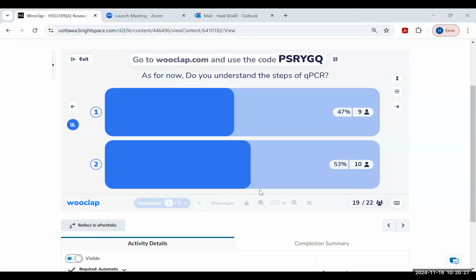So 50% of the students don't know yet what the basic steps of the qPCR are. Okay, we have a problem here. We have a problem because we spent 2 whole lectures describing this with the recordings. For those who are not able to understand the qPCR, please, why are you not showing up in the office hours? Why are you not staying after the class to ask those questions?